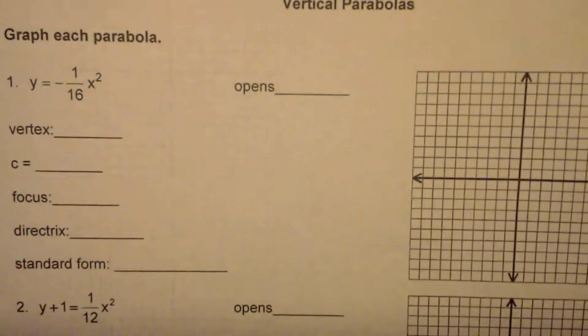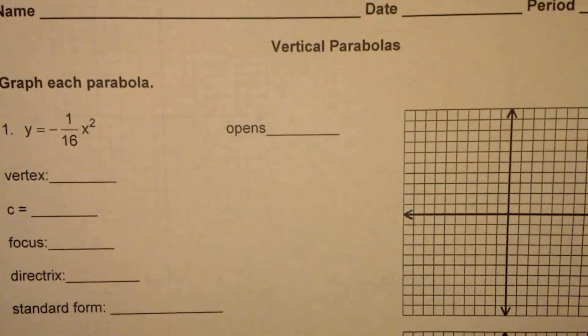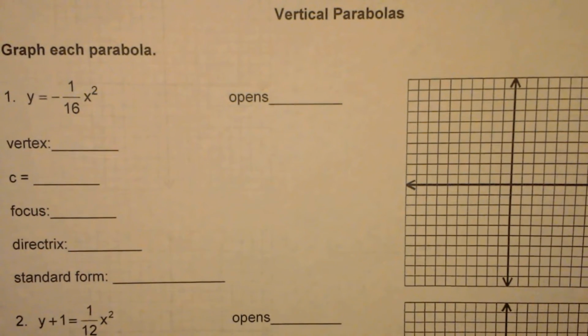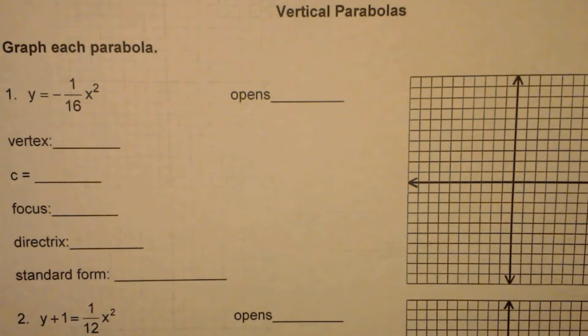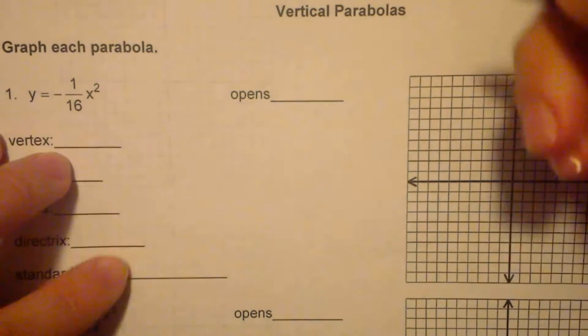So I'm looking at vertical parabolas. So I have the equation y equals -1/16 x squared. I'm going to start by looking at the equation in vertex form.